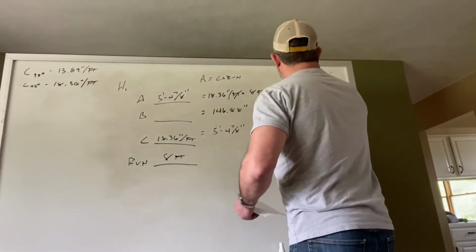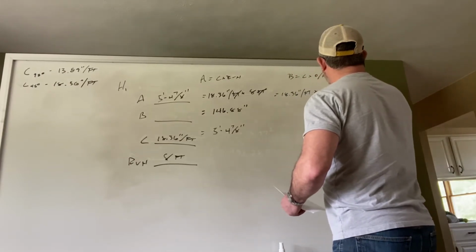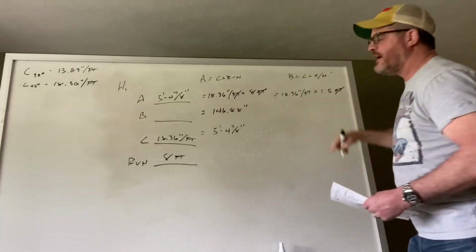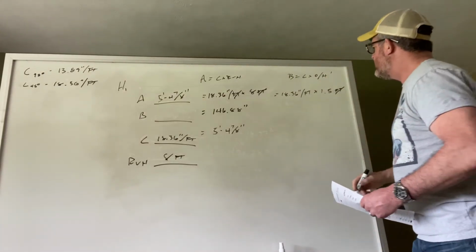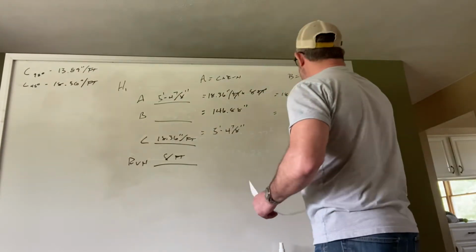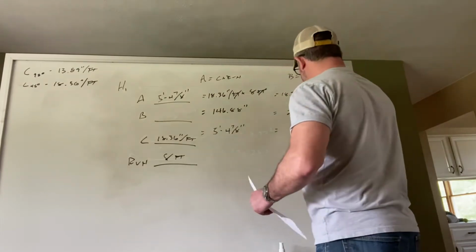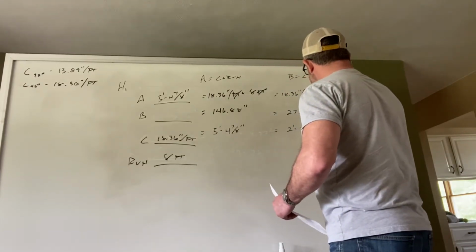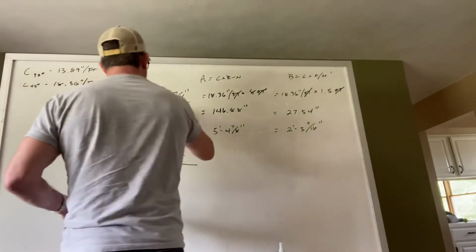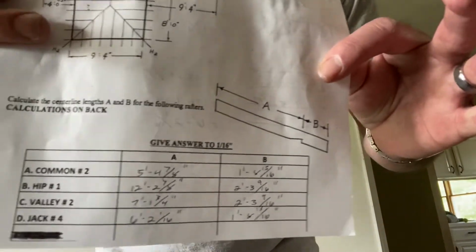Now my B, 18.36 inches per foot times my overhang, 1.5 feet. Okay, my overhang was given to me in inches. I divided by 12, got 1.5 feet. My feet cancel, and I get 27.54 inches, which works out to 2 foot 3 and 9/16. So 2 foot 3 and 9/16. And again, I go back to my chart and I see that applies to both that hip and that valley.